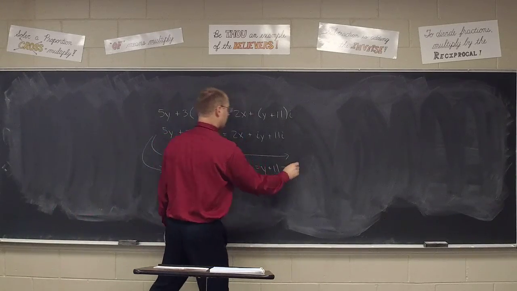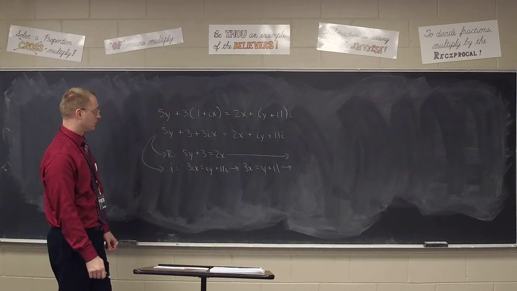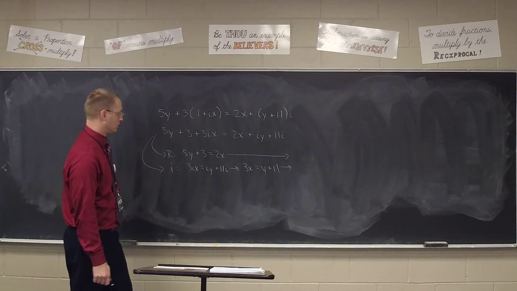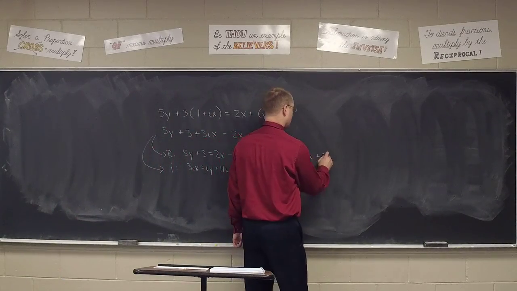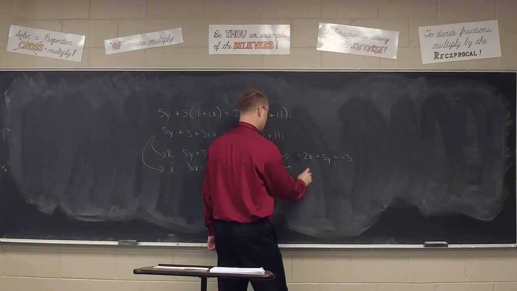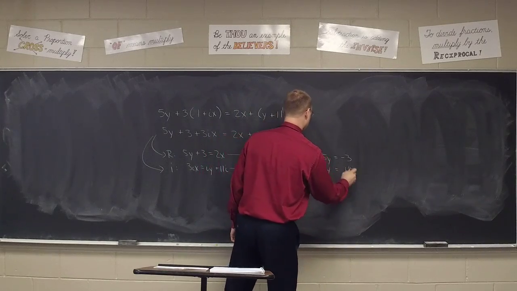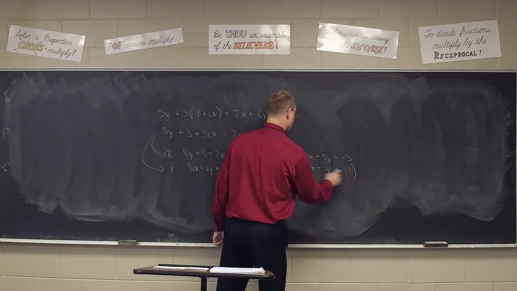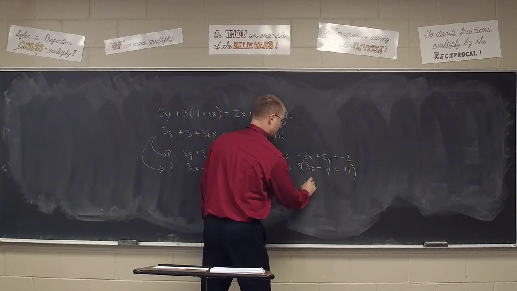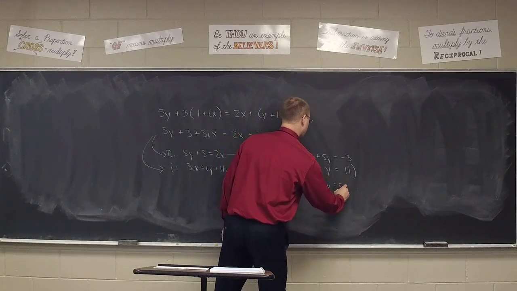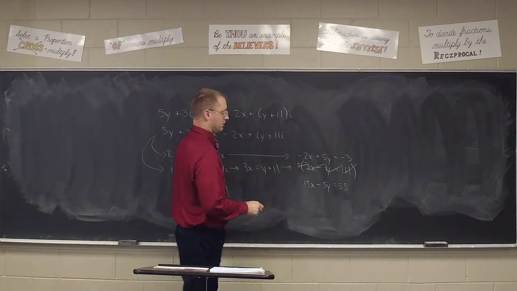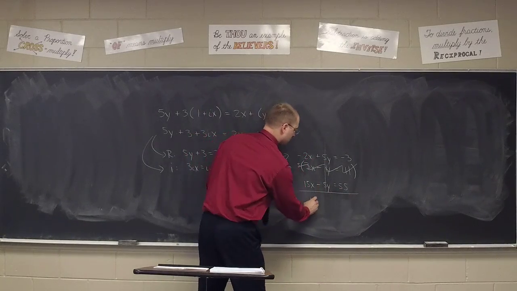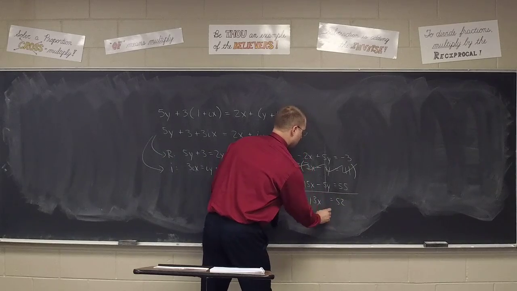Then we'll rewrite the equations for them to line up, and they'll be negative 2x plus 5y equals negative 3. And the other equation will be 3x minus y equals 11. Okay. And we multiply by 5 on the bottom equation to get 15x minus 5y equals 55. And then we cancel the 5y's, and it leaves us with 13x equals 52, and x equals 4.